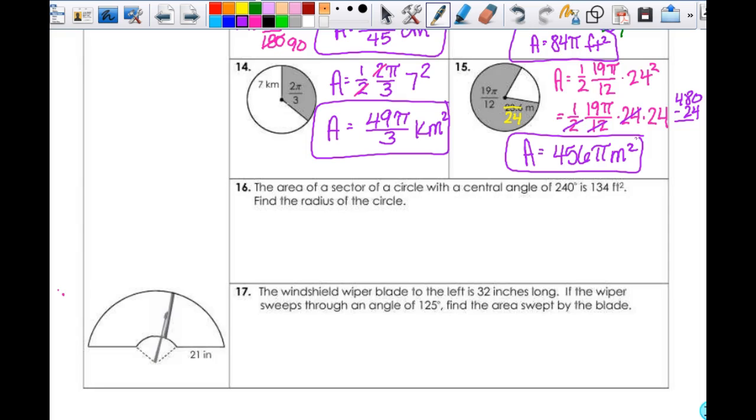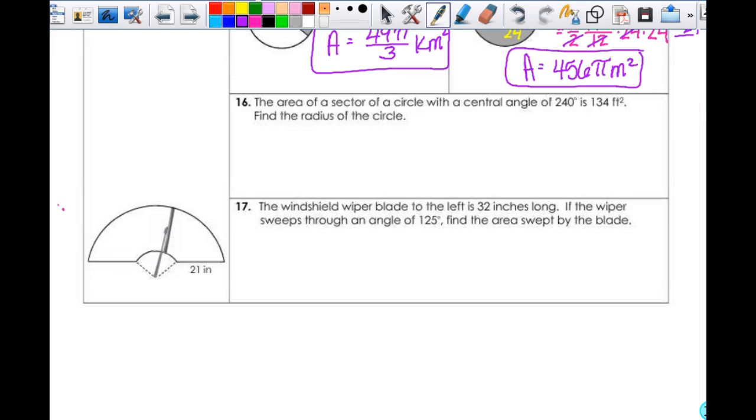It says the area of a sector of a circle with a central angle of 240 degrees is 134 feet squared. Find the radius of the circle. So we have area is equal to 1/2 theta r squared. I didn't make you write the formulas in the other ones, but when you're not just finding the area, it's better to go ahead and write it down so you can put everything right. Did they give me the 134?